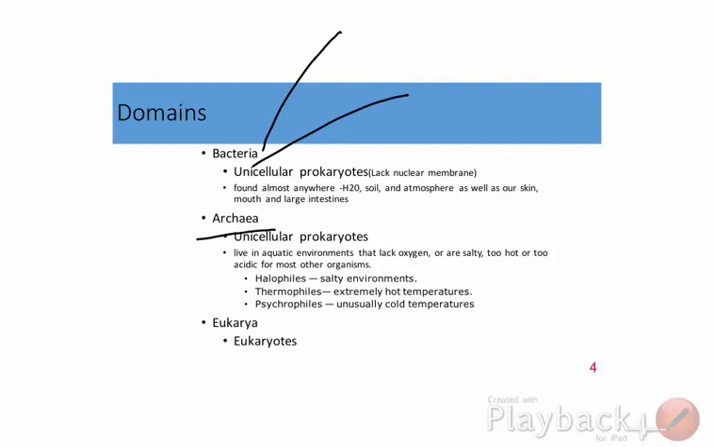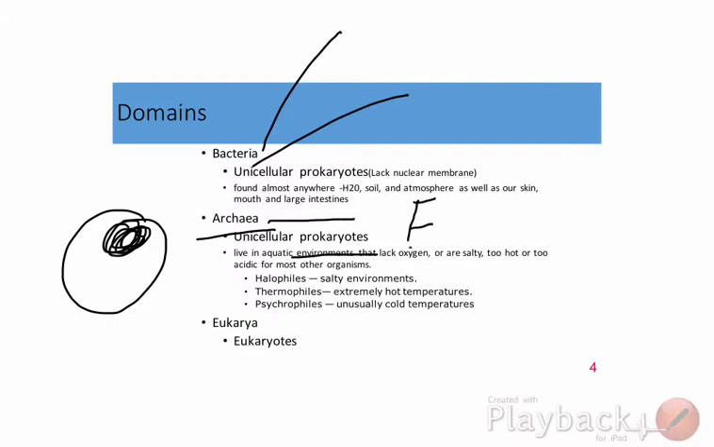Archaea are of course also prokaryotes. What are prokaryotes? They do not have a nuclear membrane, a well-defined nucleus, okay? However, these are the ones that live in extreme environments. An example would be a very salty environment, so they are the halophiles. The thermophiles, extremely hot temperature. The psychrophiles, very cold temperature. Acidophiles, alkaliphiles, these are all prokaryotes that live in extreme environments.